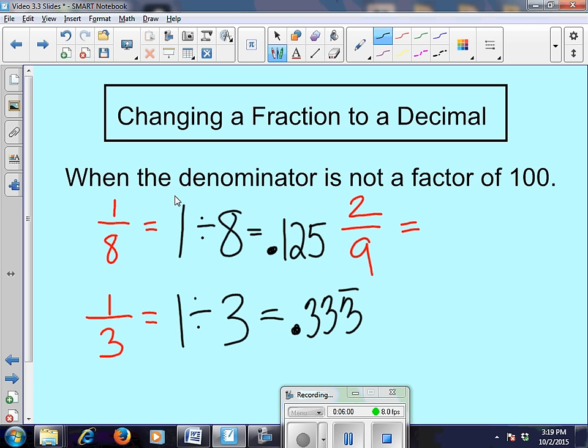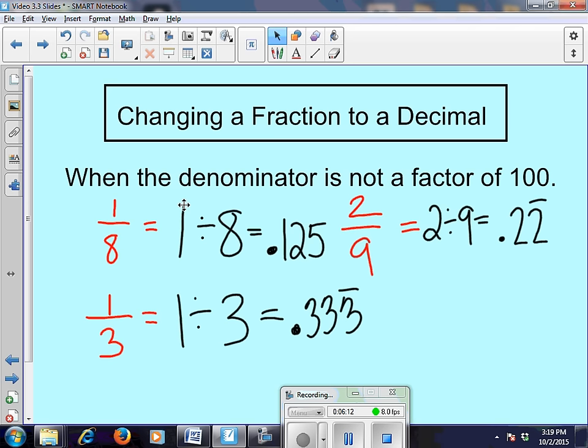Now with 2/9, 2 divided by 9 is equivalent to decimal point 22, and so on. It's also a repeating decimal. We're going to get more into this during our fractions unit, but this is just a reminder of how to change a fraction to a decimal in 2 different ways.